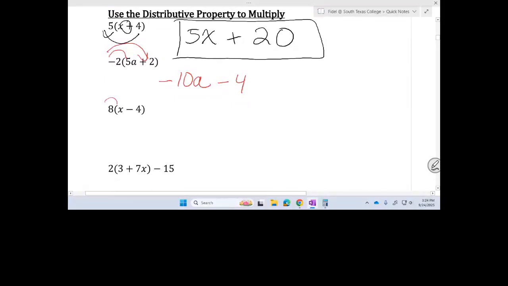All right, let's try this. 8 times x is an 8x. 8 times a minus 4, y'all. So 8 times 4 is 32. And again, there's a minus there, so I'm going to keep my minus there, okay?